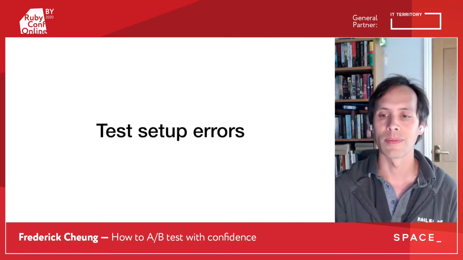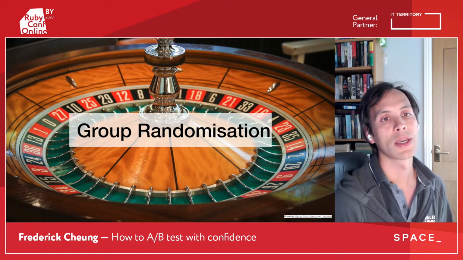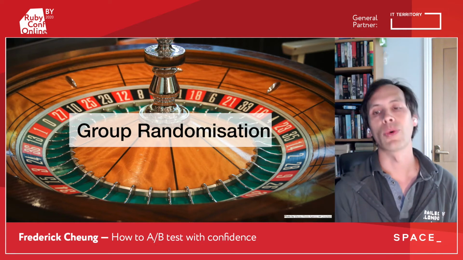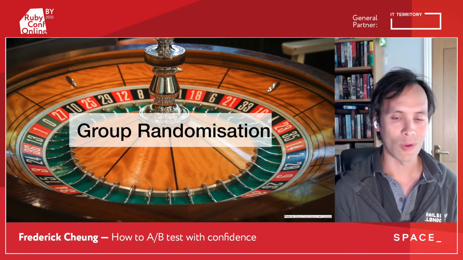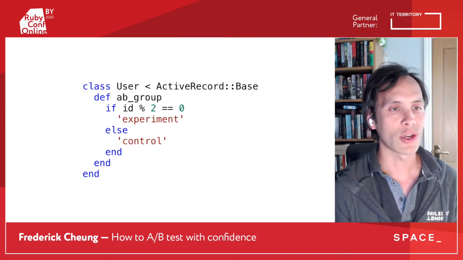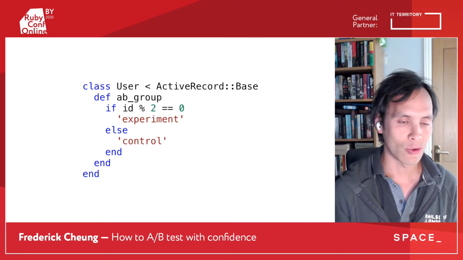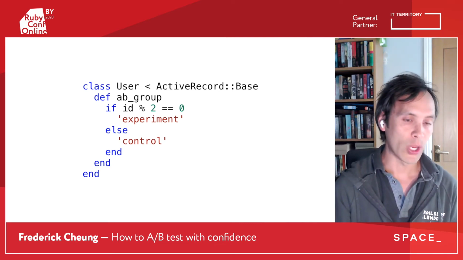So, test setup. The first thing you have to do is randomize people into these two groups. And that is so important. If that doesn't go right, the numbers you'll get at the end will be meaningless. I wrote this code many years ago, before we used the gem called vanity, which I'll talk about again later. We had a class called user.